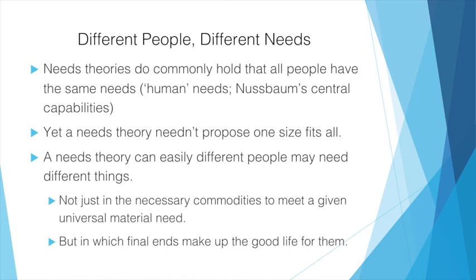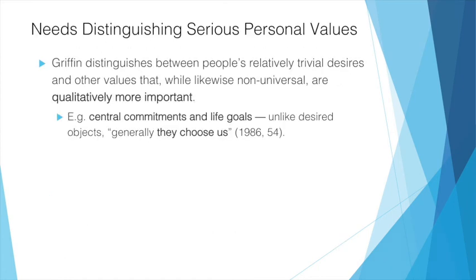The concept of need can in fact be useful for conceptualizing people's personal values, if we want, with Griffin for example, to distinguish between people's relatively trivial desires and other values that, while also personal, are qualitatively more important for them. For example, central commitments and life goals, where, unlike desired objects, generally they choose us, as Griffin puts it.